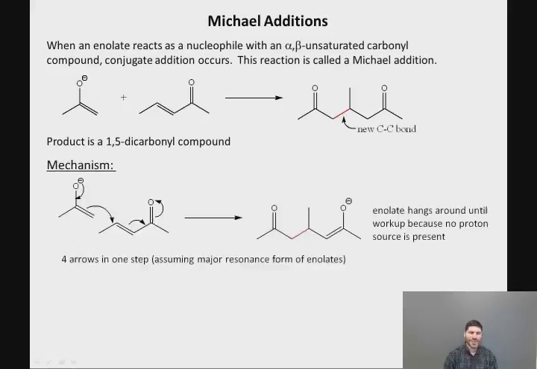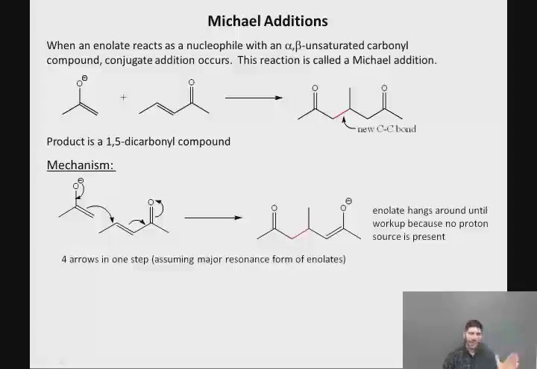Okay, so let's look at the detailed mechanism of this reaction. And I'm assuming by this point in watching these lectures that you know how to make an enolate, and I don't have to show that explicitly. So once you have the enolate, it's going to add to the carbonyl, and this particular step requires 4 arrows in one step. We've never seen 4 arrows in one step before. That is, of course, assuming that we use the major resonance form of both the starting enolate and the final enolate for this step, in which you have a C=C pi bond and the negative charge on the oxygen.